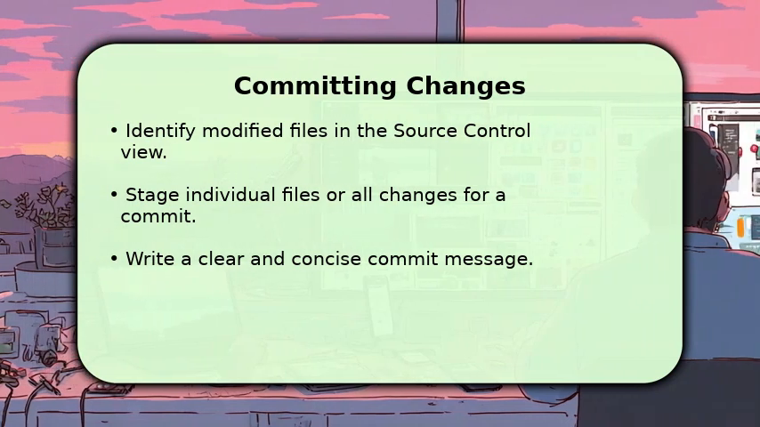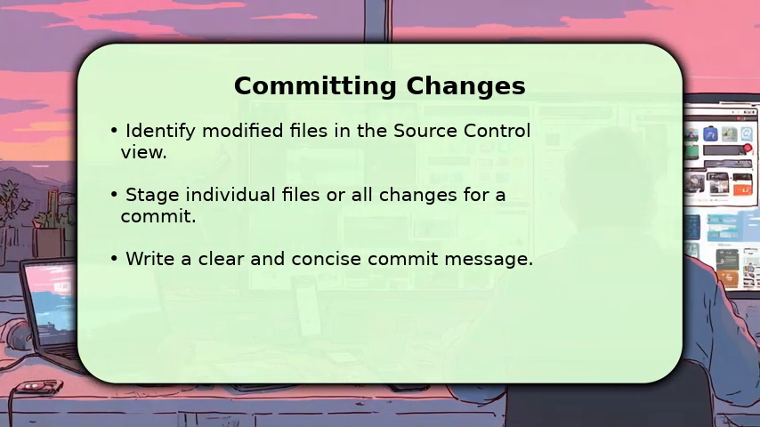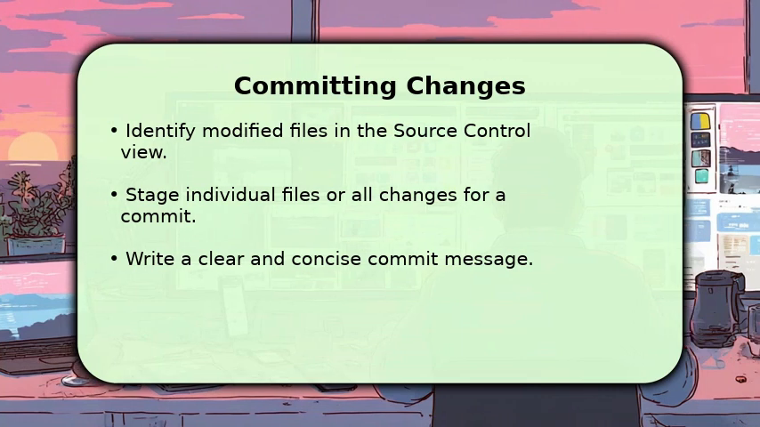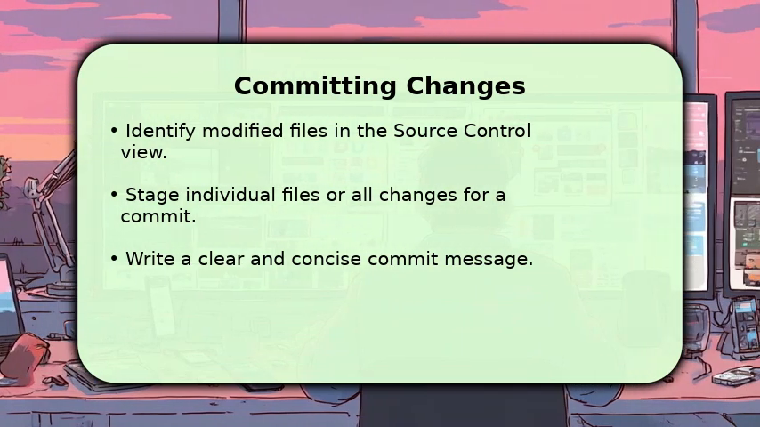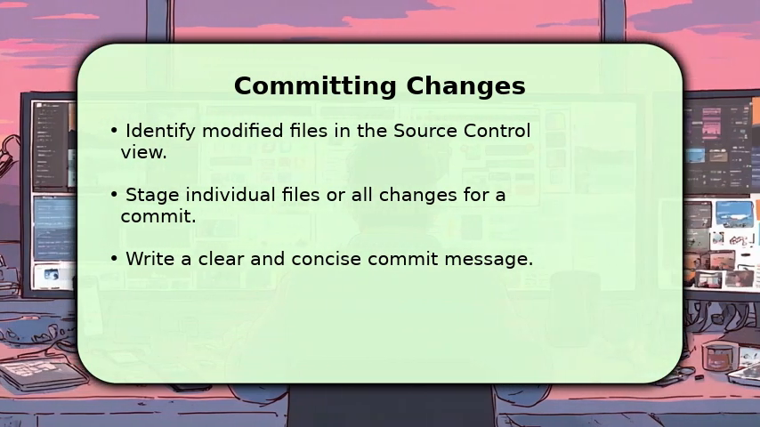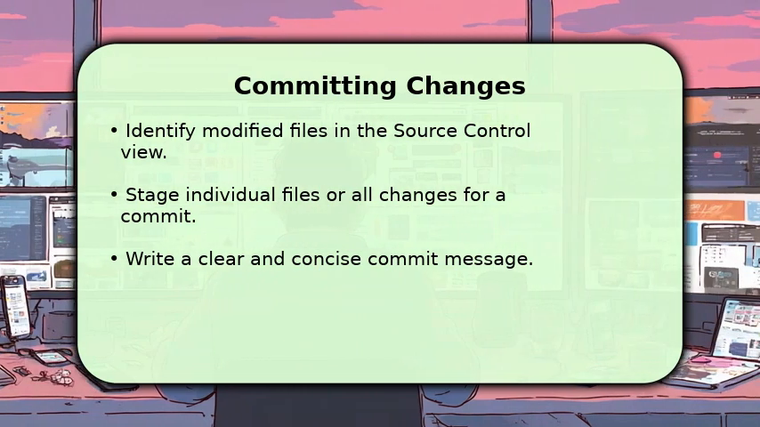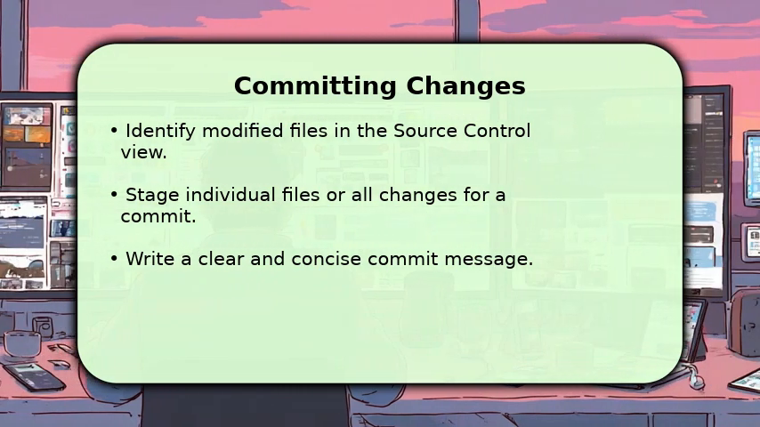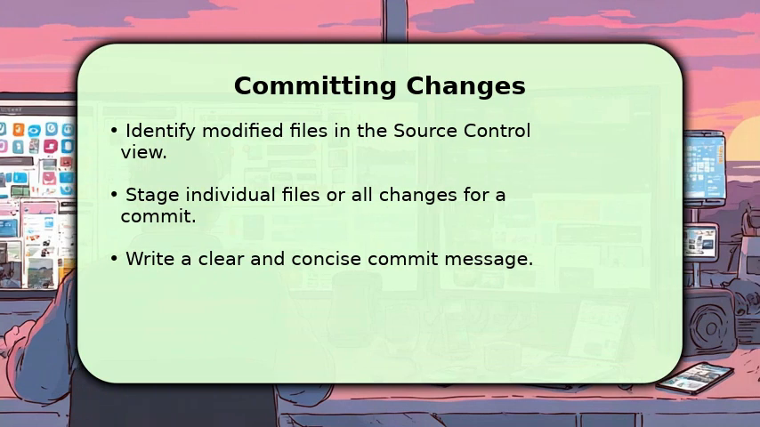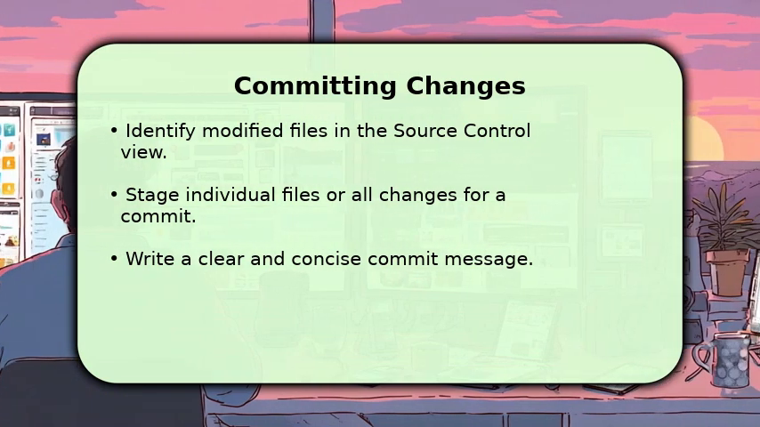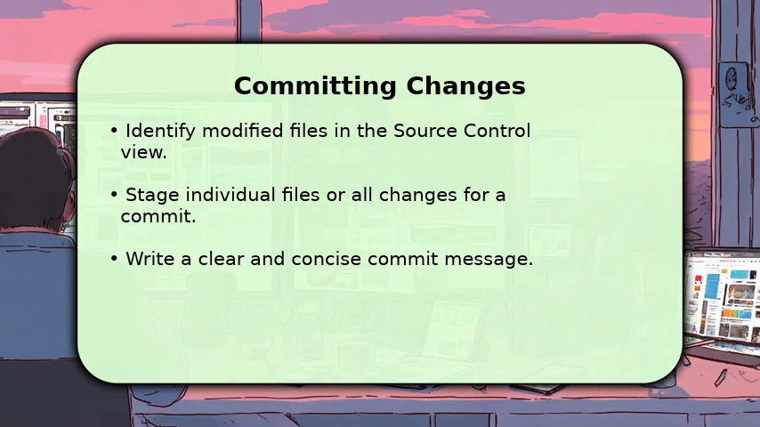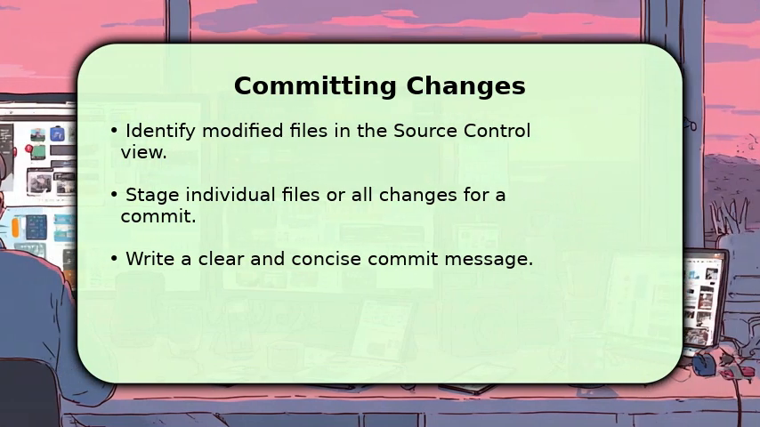You can stage individual files by clicking the plus icon next to them, or stage all changes with one click. Next, type a clear and descriptive commit message in the input box above the staged changes. A good message explains what was changed and why. Finally, click the checkmark icon to complete your local commit, saving your progress.